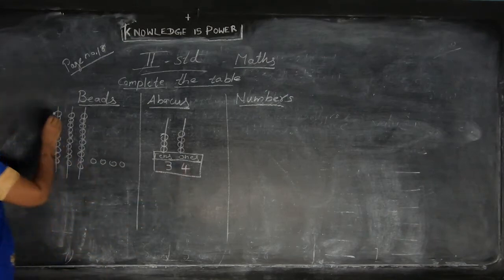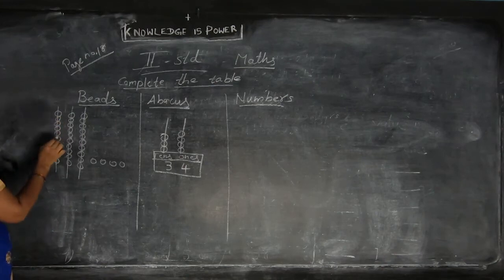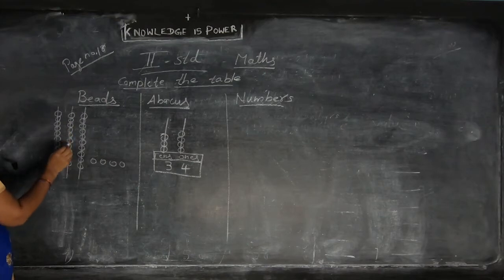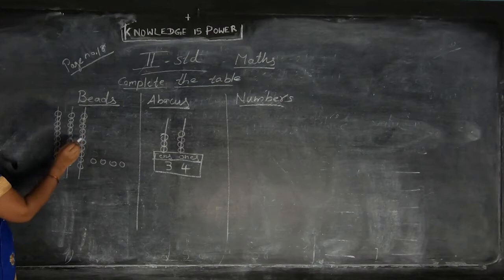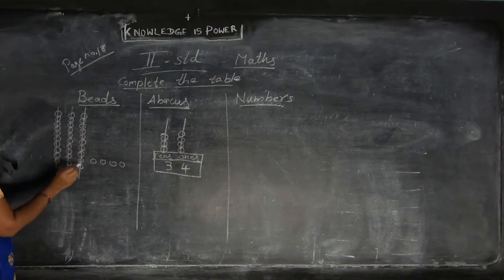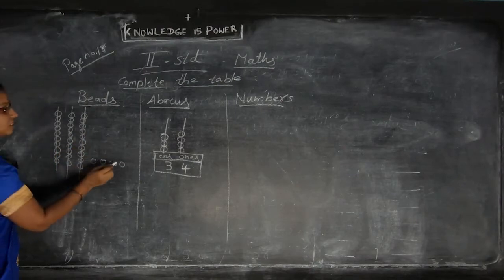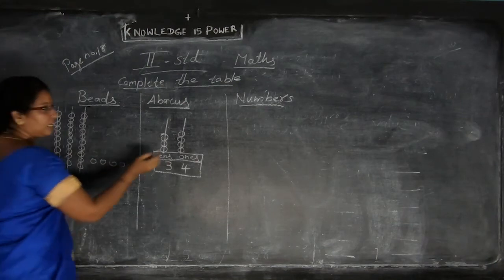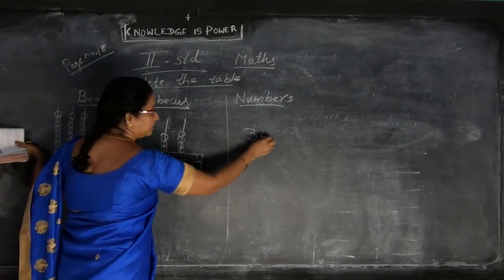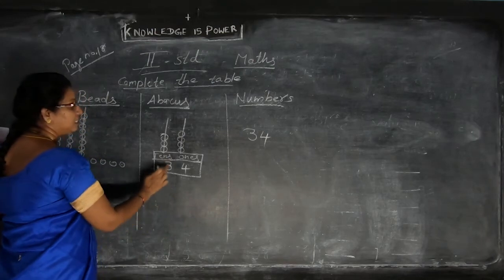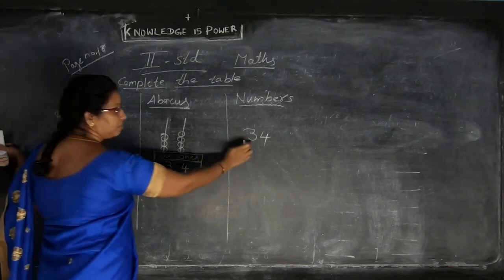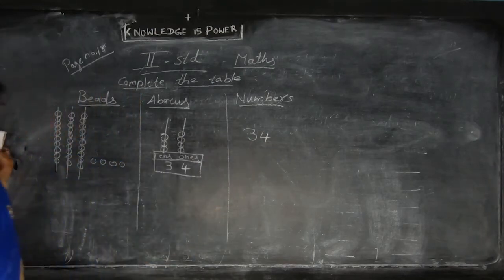34. See here. We count 1 up to 34 to check. Okay? Right here, 34. See here. 3 tens, 4 ones. The number is 34. Okay?